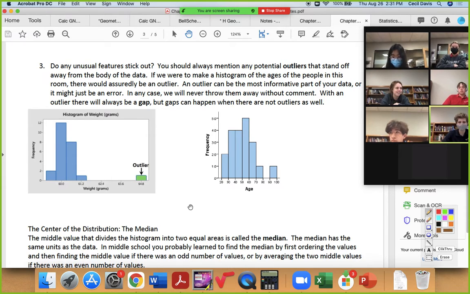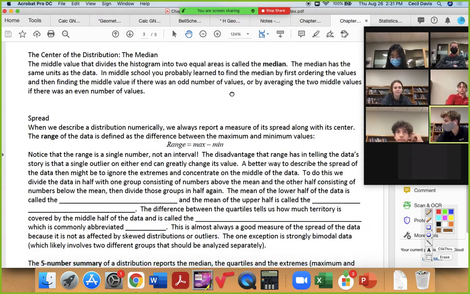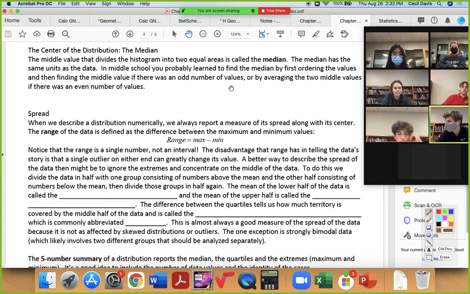So that's shape. So for shape, you're going to look at, is it unimodal, bimodal, uniform, multimodal? Is it skewed left? Is it skewed right? Is it symmetric? And then you'll also look for any unusual features. Okay, then we're going to look at center and spread. Now, we did this in pre-algebra also. The middle value that divides the histogram into two equal areas is the median. The median is going to have the same units as the data. And you know how to find it.